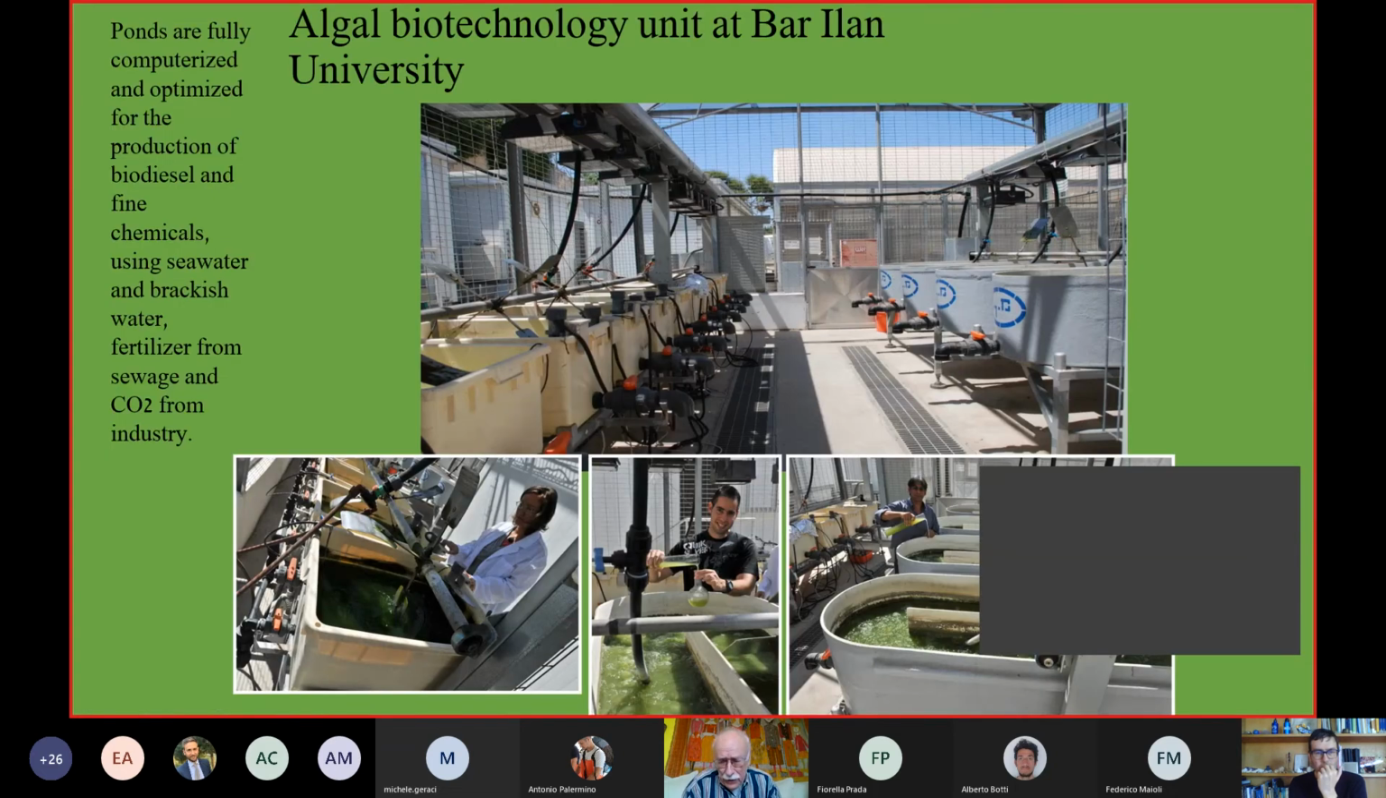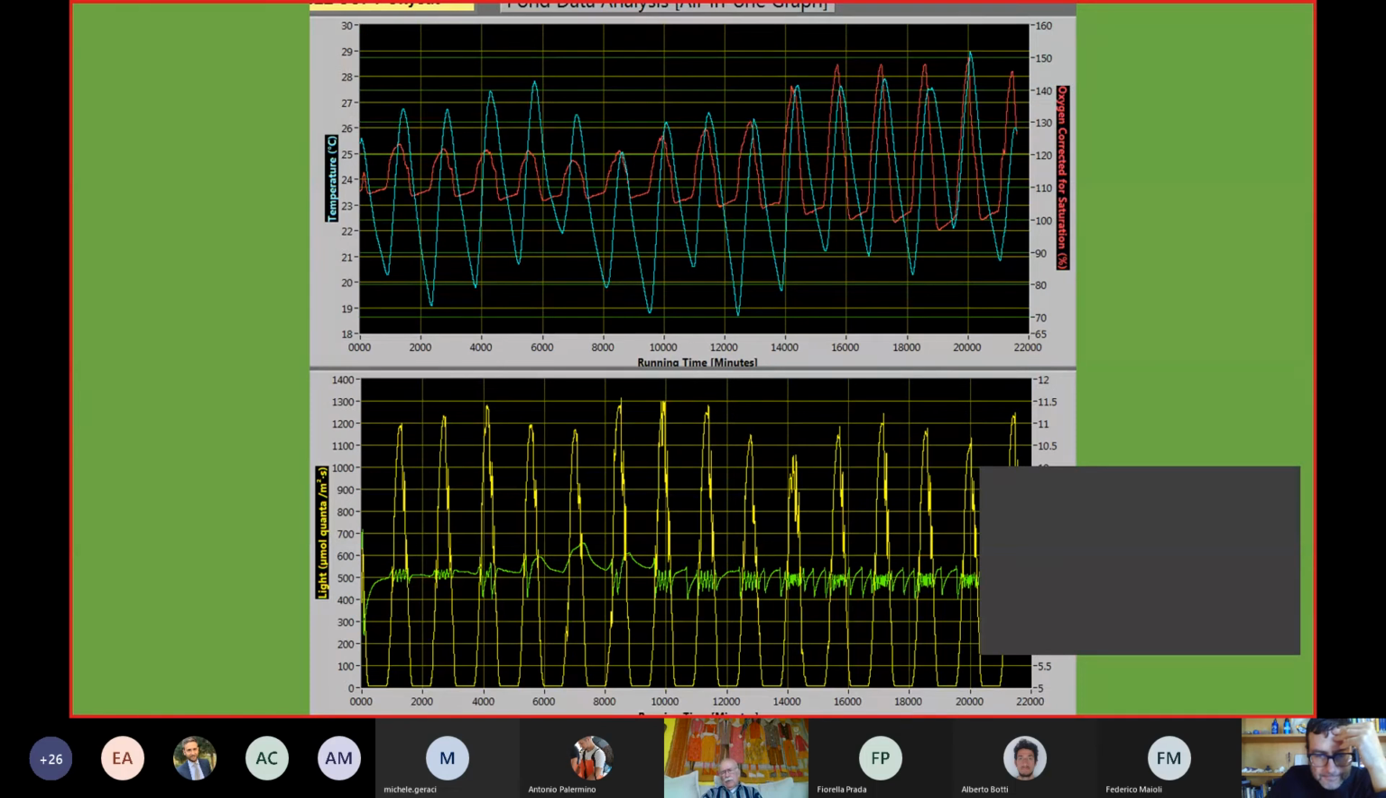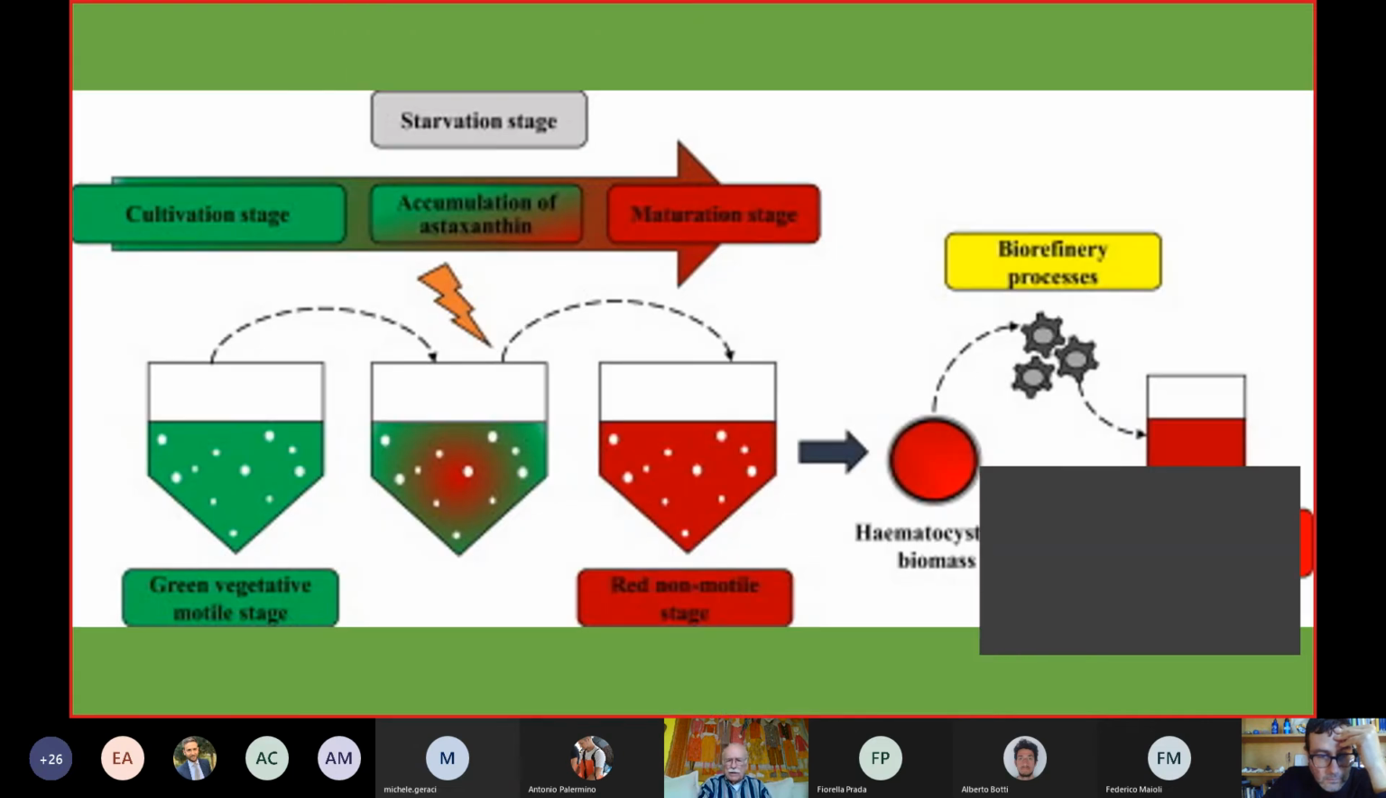And here you can see our laboratory at Bar-Ilan, where on the smaller scale, we can use the changes in medium, starving them for the increase in certain products like pigments. And all of this is computerized, and we can follow the changes in the different culture parameters here, measured as use and evolution of oxygen as we change different mixing regimes by bubbles or by paddles.